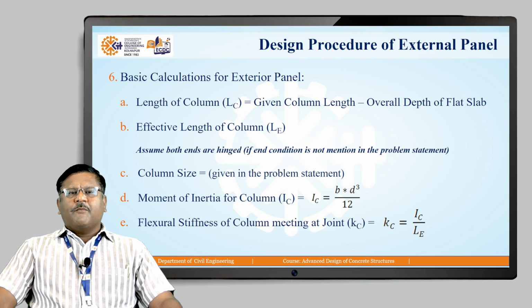Third is calculate the moment of inertia for column IC. IC is equal to BD cube by 12. So B is the width of the column, and D is, B and D is nothing but the size of the column. Then calculate the flexural stiffness of column meeting at joint. Kc is equal to IC upon LE. IC is the moment of inertia for column divided by effective length of the column. These are the basic calculations you require.